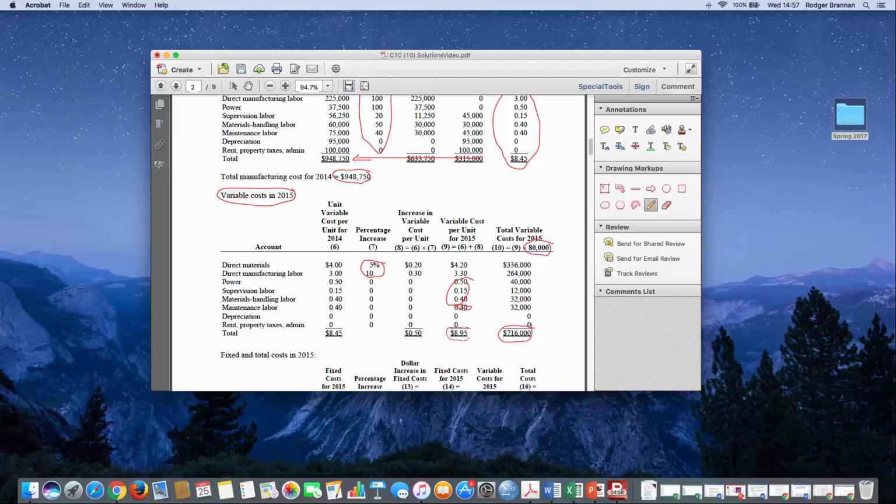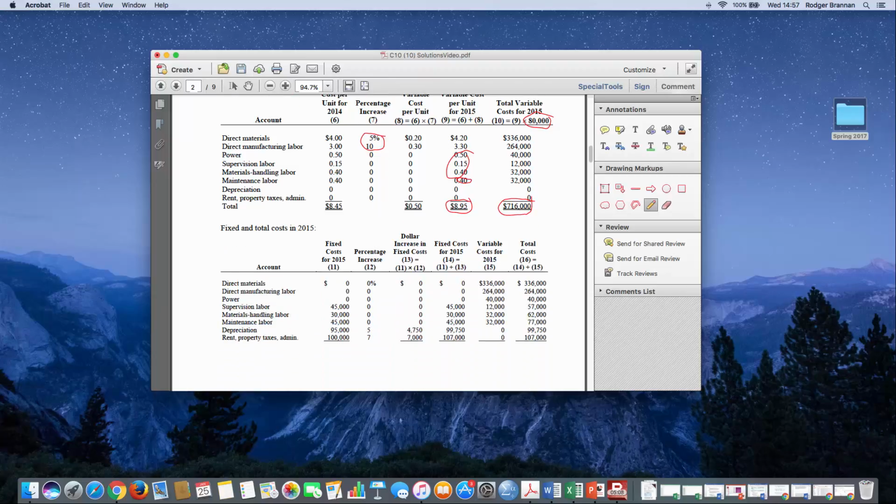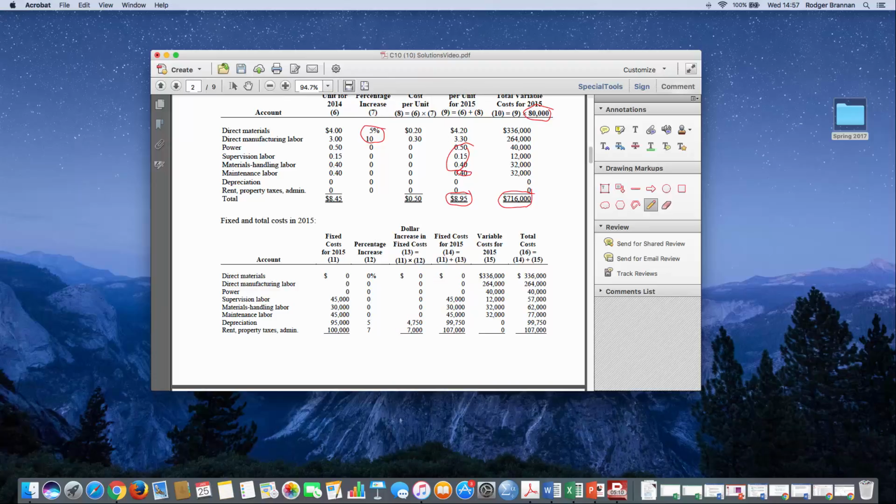Likewise, too, the variable cost per unit is $8.95. It has gone from 845 to 895 as a result of simply these two changes. For fixed cost, the only two things that are changing, they tell you, are depreciation is going to increase by 5%, and rent and property taxes are going to increase by 7%. So 95,000 will become 99,750. The 100,000 will become 107,000.